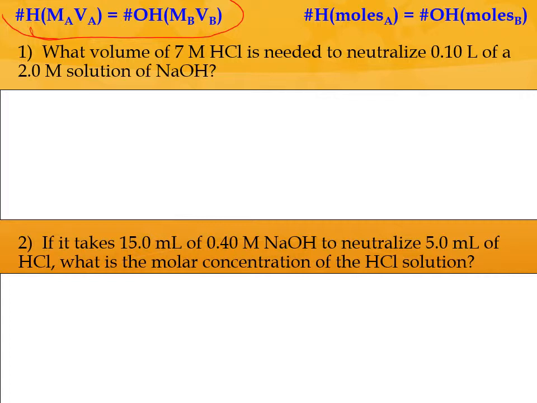So for our first question, it says, what volume of 7 molar HCl is needed to neutralize 0.10 liters of a 2 molar solution of NaOH? You can even write for yourself over on the side what everything is before you get started. So we can write here the number of H's, the MA, and the VA, and we'll find the number of OH's, the MB, and the VB.